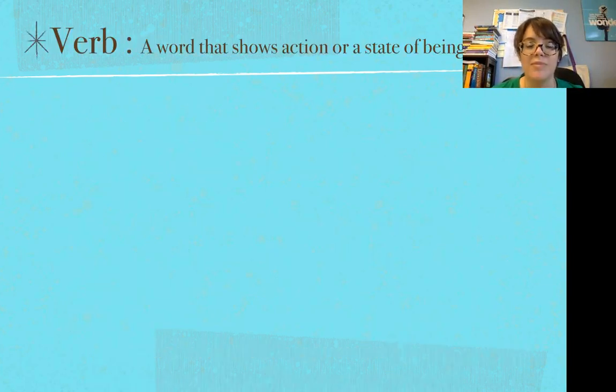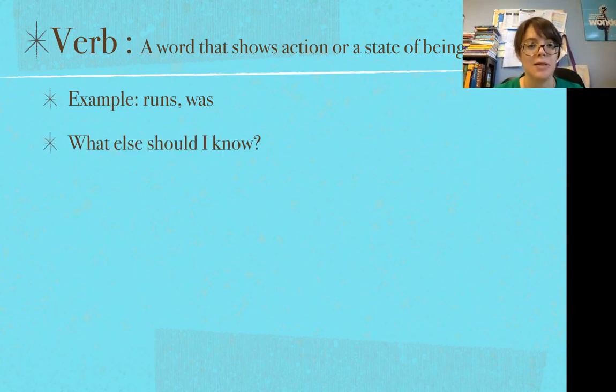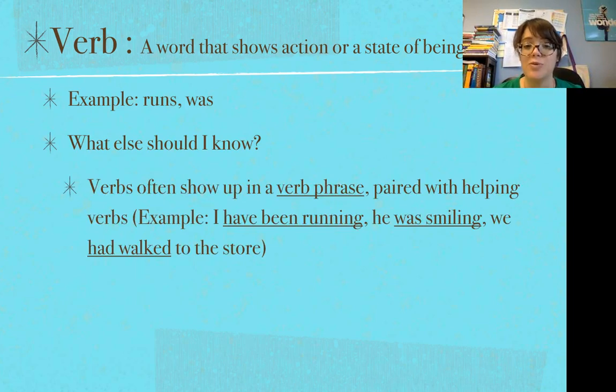All right, verb. These are words that show actions or state of being. So for example, runs would be an action word. We can run. Was, that's a be verb. Just, I was. All right, what else should I know? Verbs usually show up in verb phrases where they'll be paired with helping verbs. Like, I have been running, he was smiling, we had walked to the store. There's a main verb: running, smiling, walked. But then we also have helping verbs, which are often forms of have, be, or do.